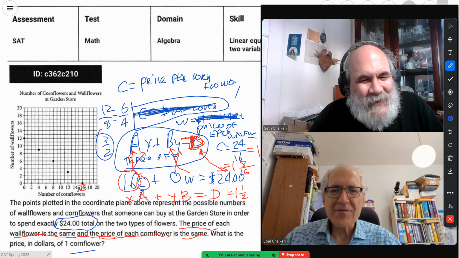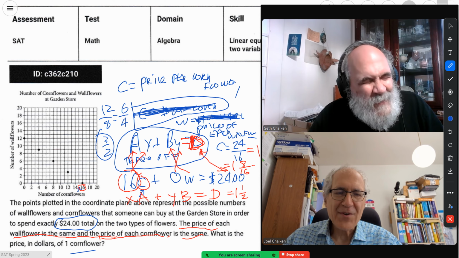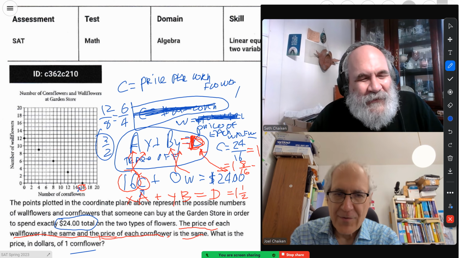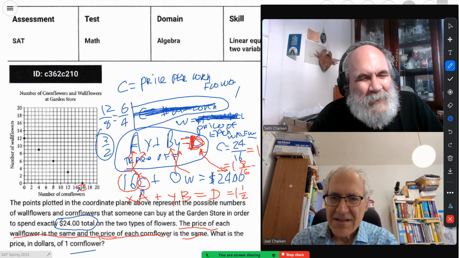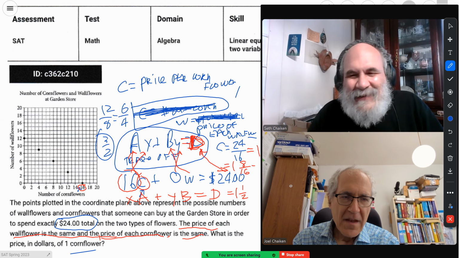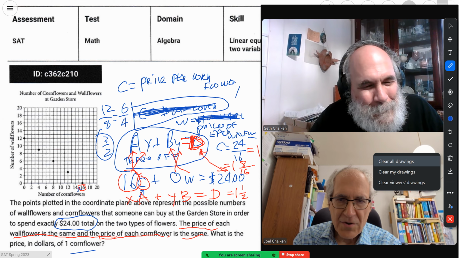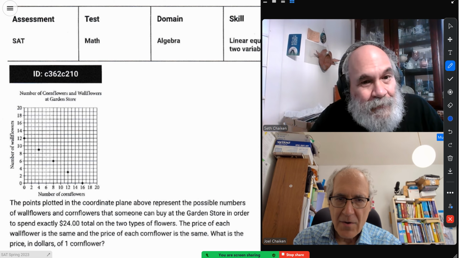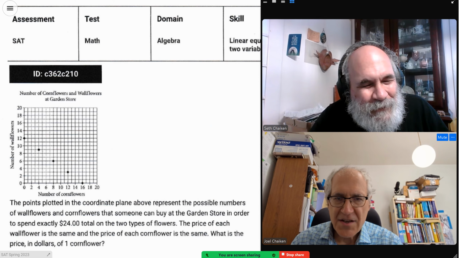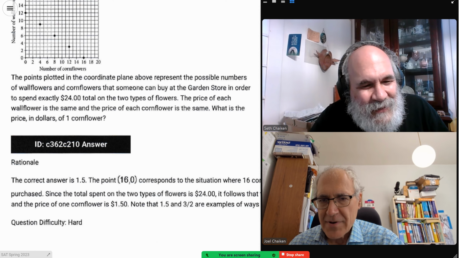So this question's all over the place. It brings together a lot of different ideas, and I think we went over most of them. So, should we see how they did it? They probably did it very similar to how I did it. Let us now clear all drawings. Okay, kill the annotation and move it up.